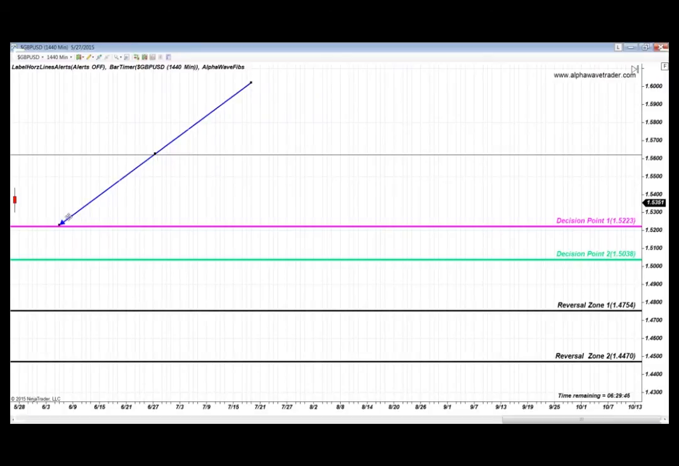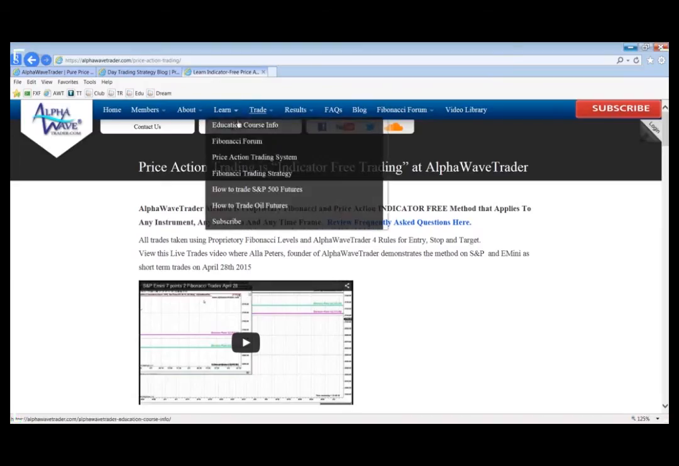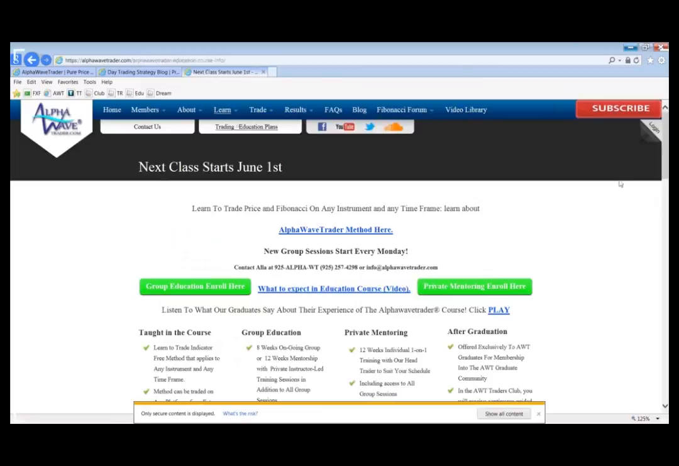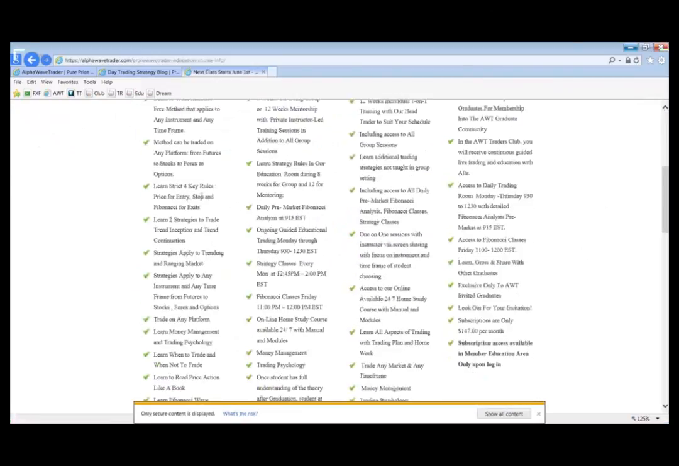Of course, anyone who trades without stop loss never survives the markets, as shown on the website clearly. You learn entry, stop, and target. No one ever trades without stop. Posted on the website, entry, stop, and target. Absolutely.